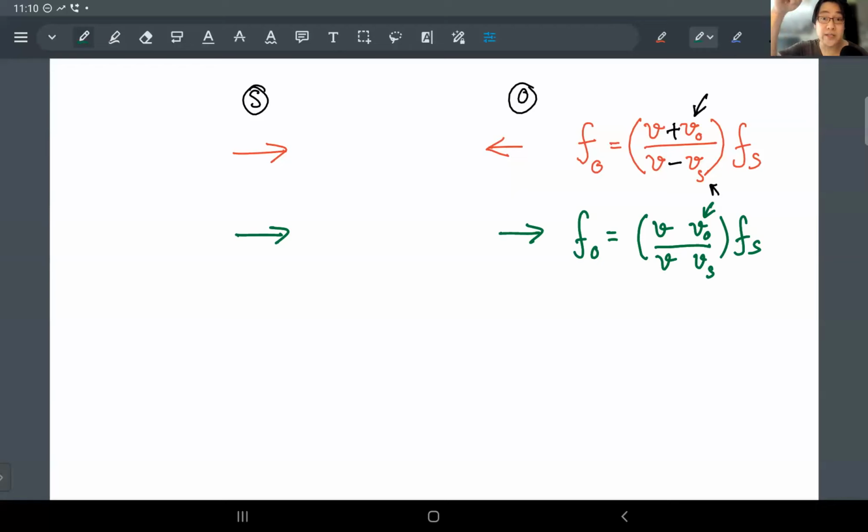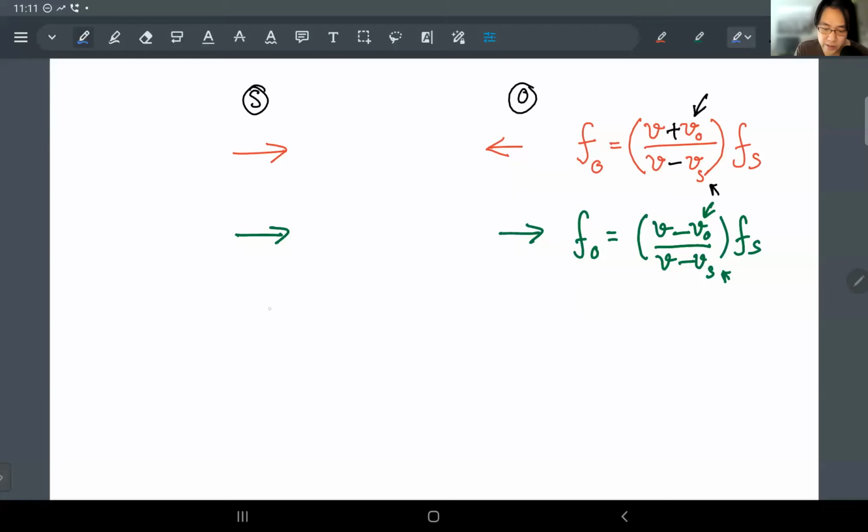Running away, the frequency drops. Drop means a smaller number on top, so I put a negative sign there. Now turn our attention to the source. The source is running toward the observer. Running towards the observer gives a final result of higher frequency. But because V sub S is underneath in the denominator, you need a smaller number, so you pick the negative sign. Done. Now you see what I'm at.